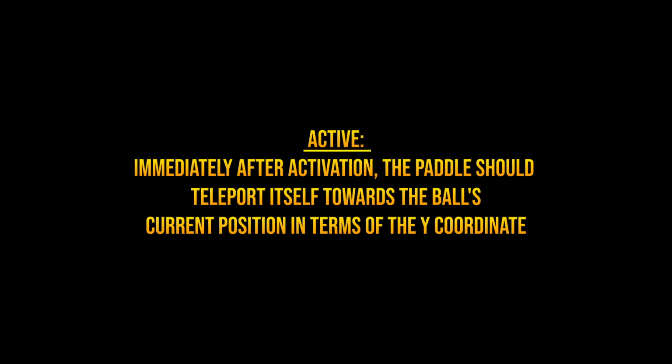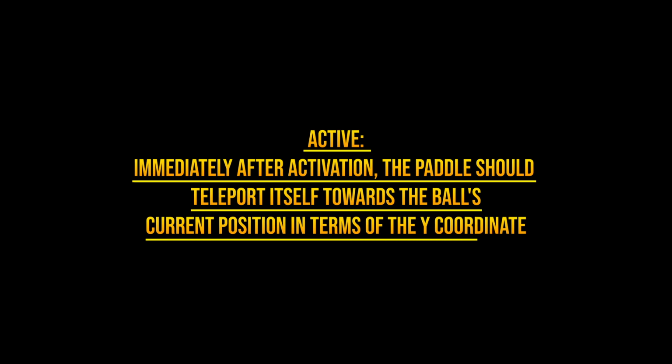So the prompt for the flash gadget says that it is active, which again means that it has to be manually activated by the user, and it says immediately after activation, the paddle should teleport itself towards the ball's current position in terms of the y coordinate. The logic for the flash element is just very simple. Let's take this for example.